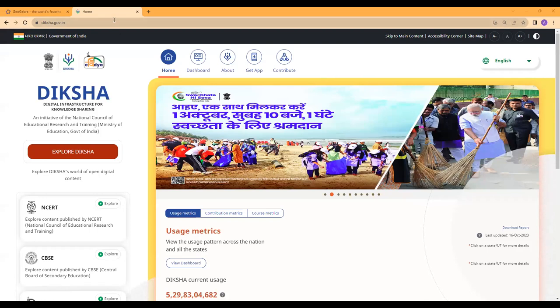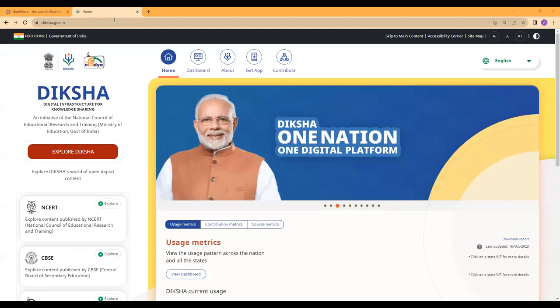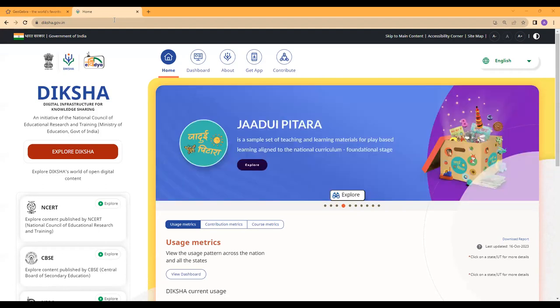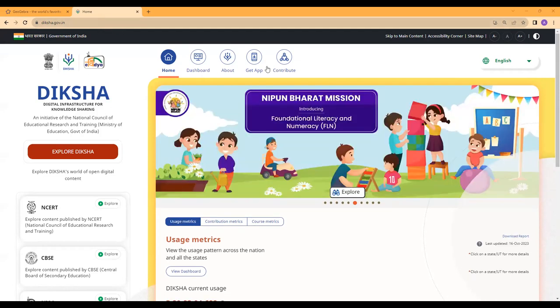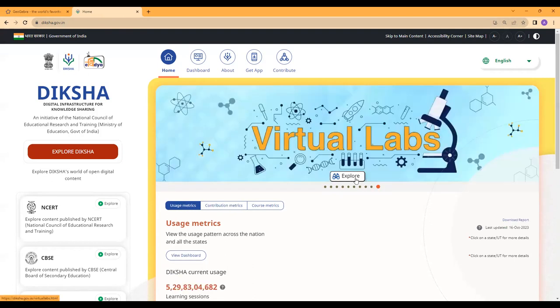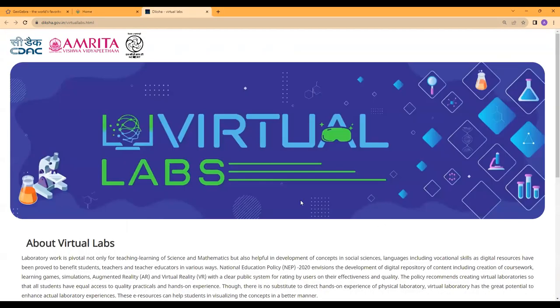So in Diksha, we have simulations, and we already had a session related to virtual labs. Now I'm going to explain some experiments on mathematics, which are available on Diksha from class 6 to 12. For Diksha, you have to just type Diksha. These are the verticals of Diksha Nipun Bharat Mission. In the last one, we have virtual labs, right? You have to just click on the explore button.